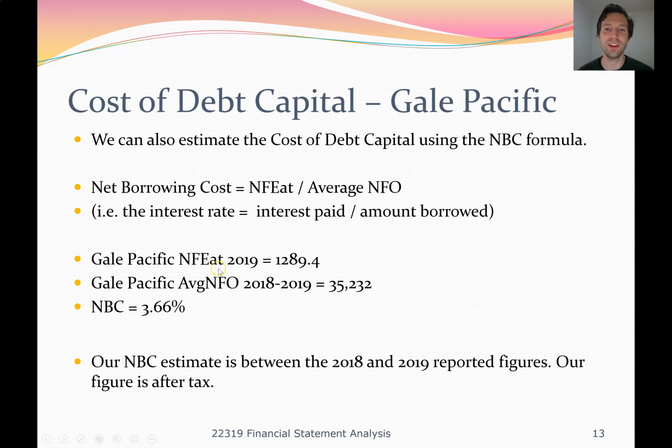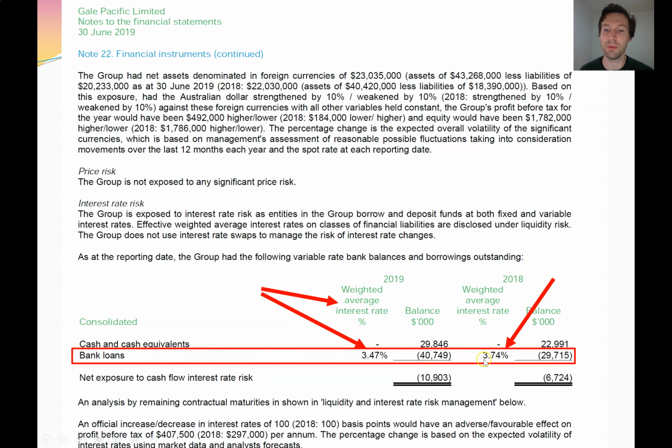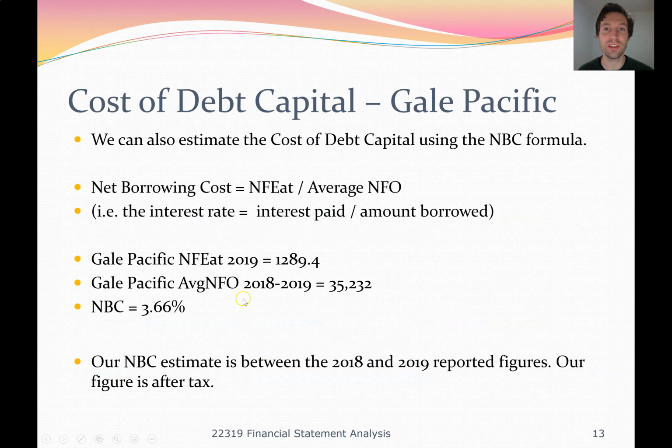So for Gale Pacific 2019, I've got their NFE and their average NFO, and I'd get a net borrowing cost of 3.66%. If I flick back, it's somewhere between these two estimates of the bank loan debt, which makes sense because I've used an average of these two NFO figures. We have used an after-tax calculation because interest is tax deductible. So when I had NFEAT, it takes into account the tax shield. So it makes sense my net borrowing cost here is a little bit lower than the interest rate they had to pay.